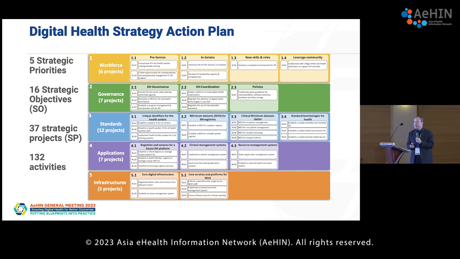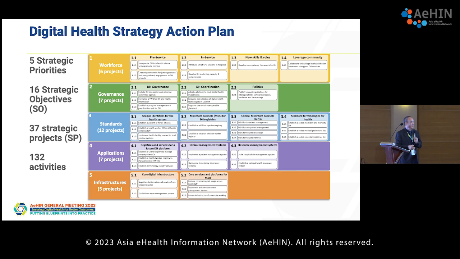It's really simple. It's not sophisticated like other strategies. We have identified 5 strategic priorities, 16 strategic objectives, 37 strategic projects, and 122 activities. So it means it's very specific. If anyone takes this strategy, they can implement the activities.